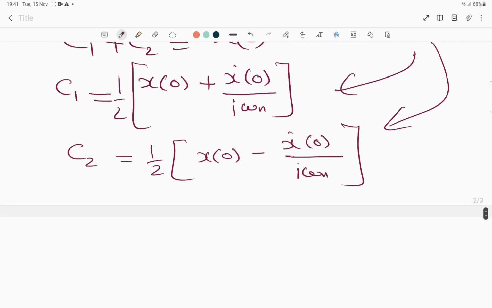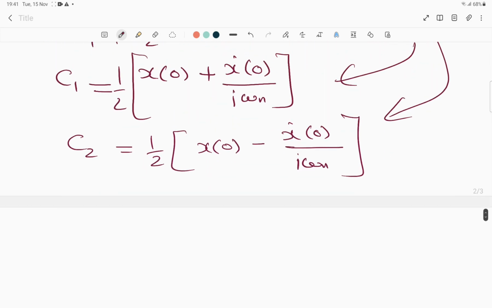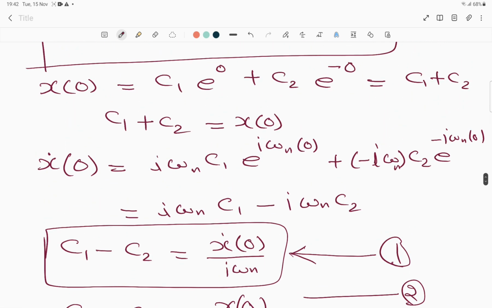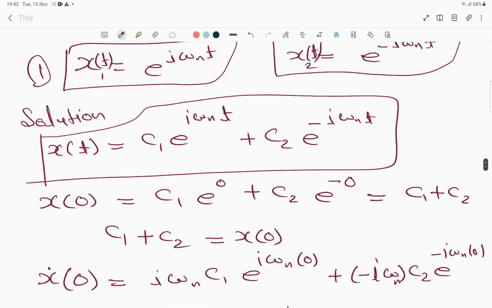Now let us go to, yeah, so we have got c1 and c2, and that is also a function of i, that there is also some imaginary function. So basically we want to write this x of t over here, and we are having heavily imaginary form over here. So let's put that c1 and c2 in this equation, whatever we have got over here.